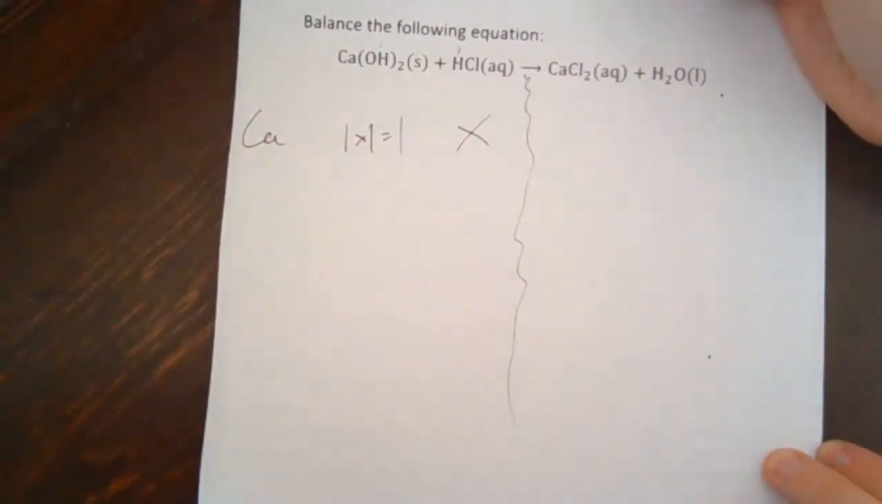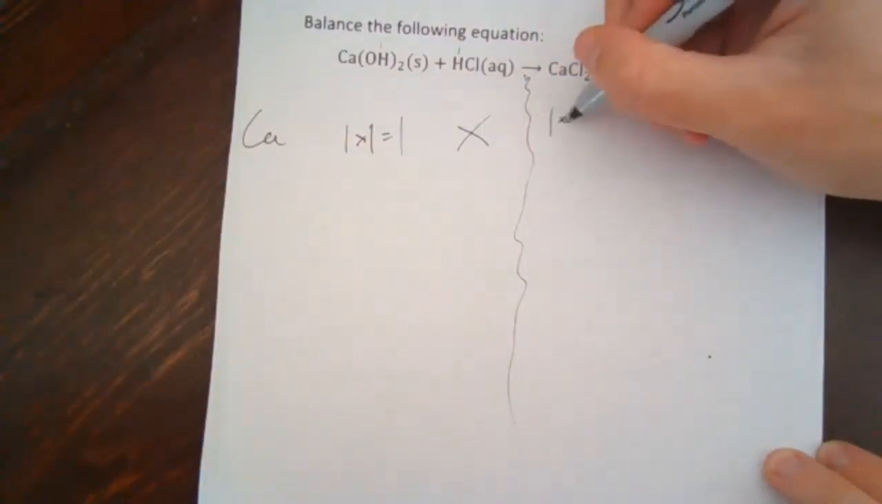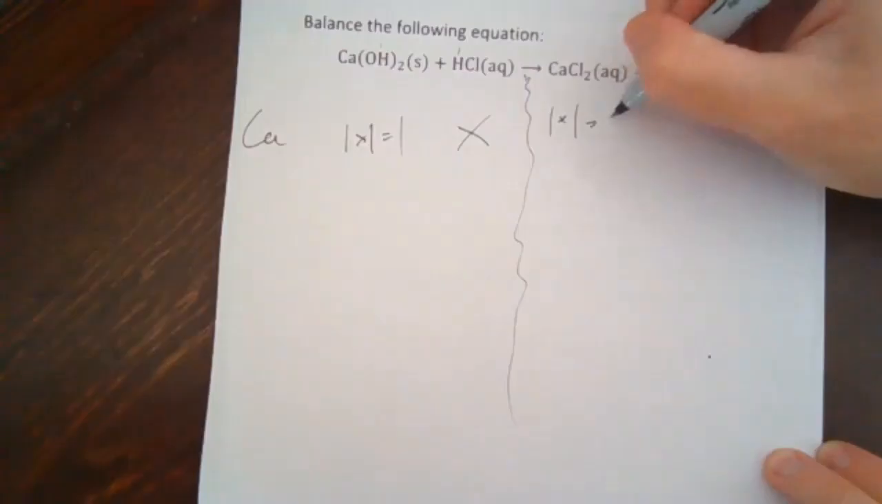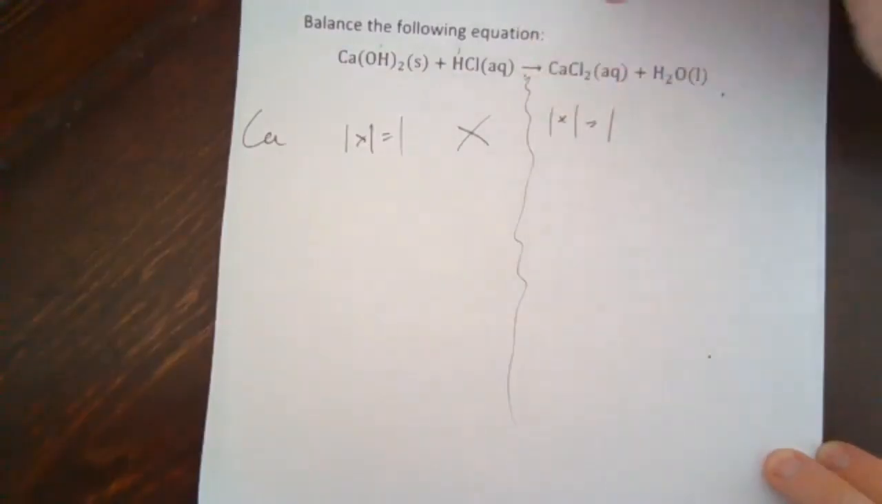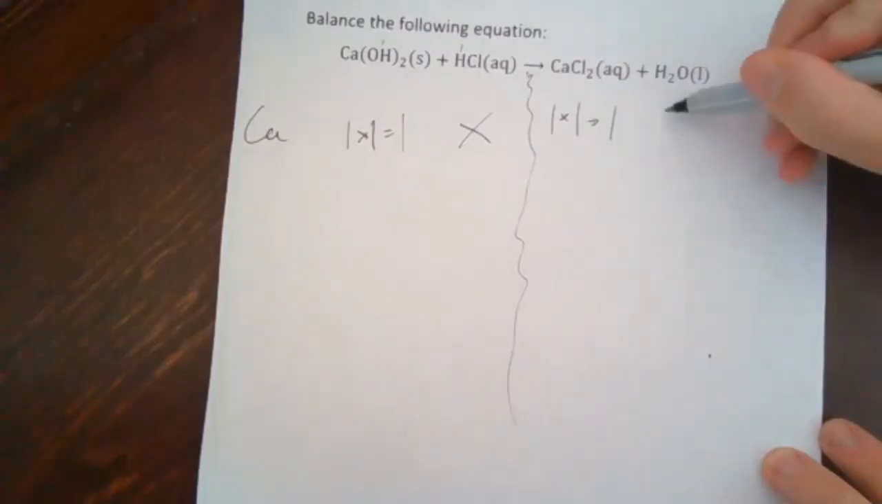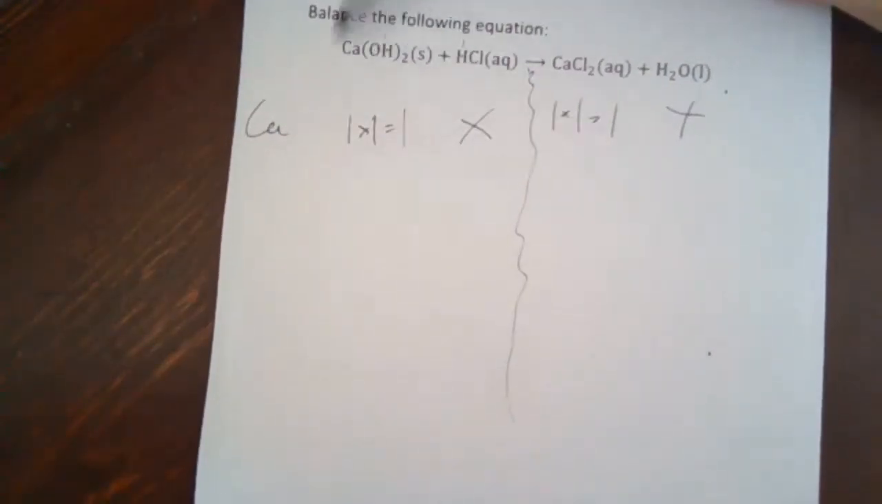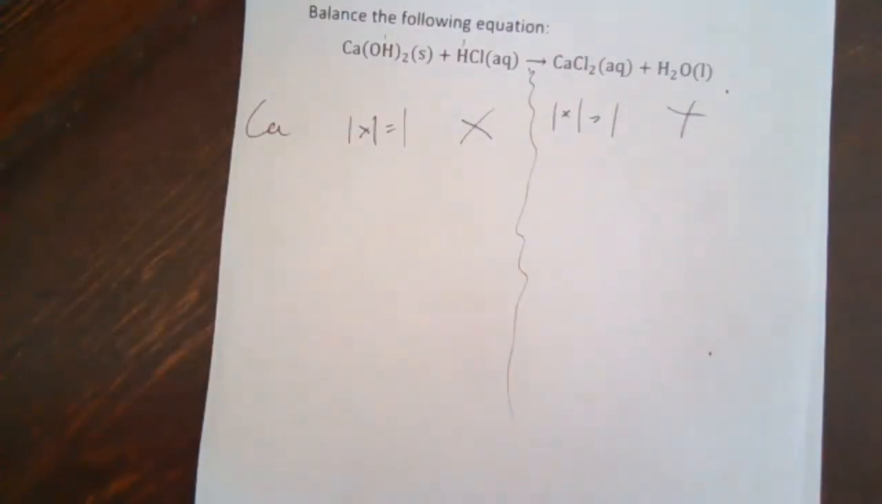On the product side, calcium is right here. Again, it's 1 times 1, equal to 1, where this 1 comes from the coefficient, which implies 1 when nothing is written there, and there's a 1 subscript right there. So as the equation is written, I have 1 calcium atom on the reactants and 1 calcium atom on the products. That is balanced. I have the same number of calcium atoms on each side, so no work is needed for that. That's great.